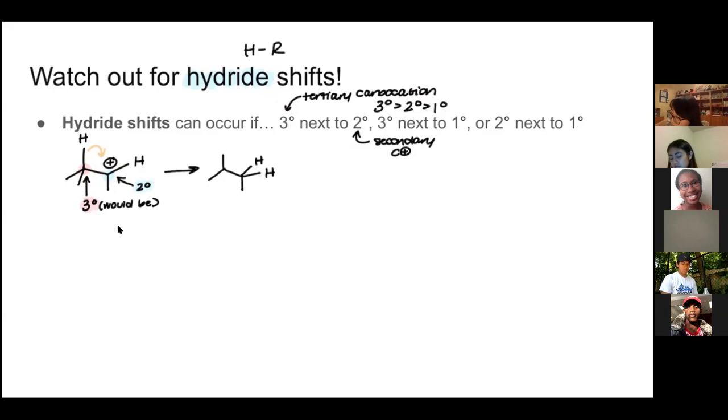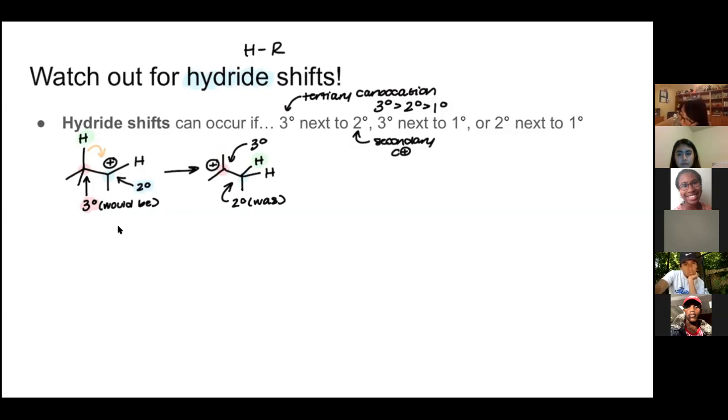And so now you see that the carbon on the left no longer has that extra hydrogen. And now the carbon on the right has taken this hydrogen and just shoved it on here. So now this is no longer a secondary carbocation, but this one is now tertiary. And like I said, this is preferable because tertiary is more stable than secondary.